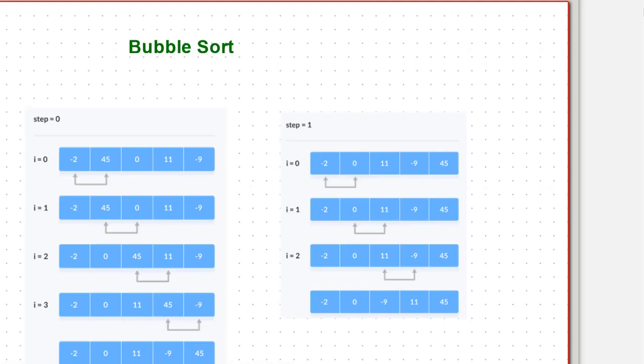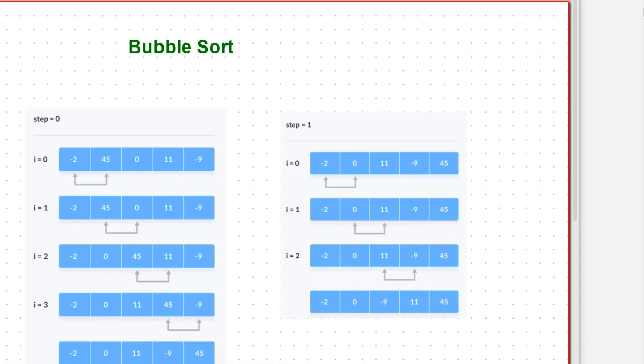The basic logic is you compare two adjacent numbers. For example, this is the given array. We first compare -2 and 45. We check if the first number is greater, and in case the first number is greater, then we swap the numbers.